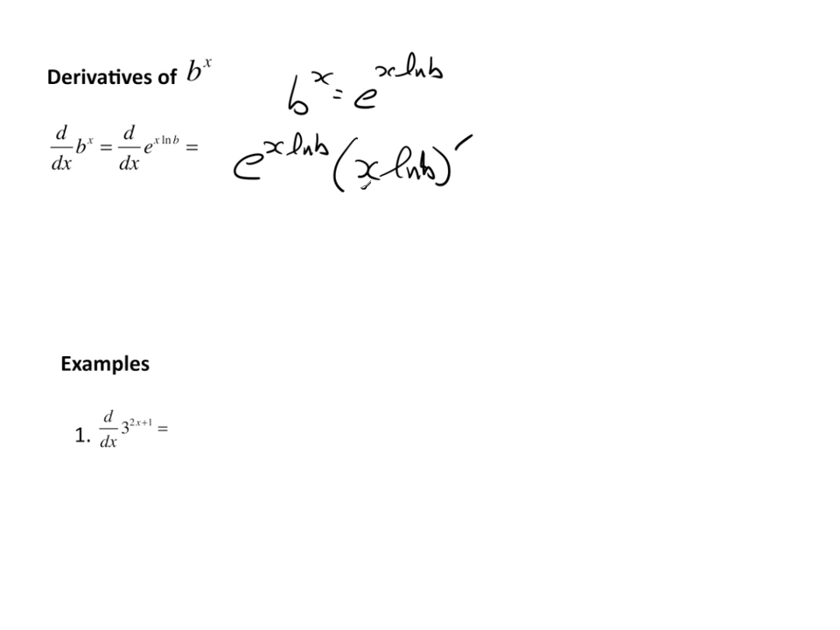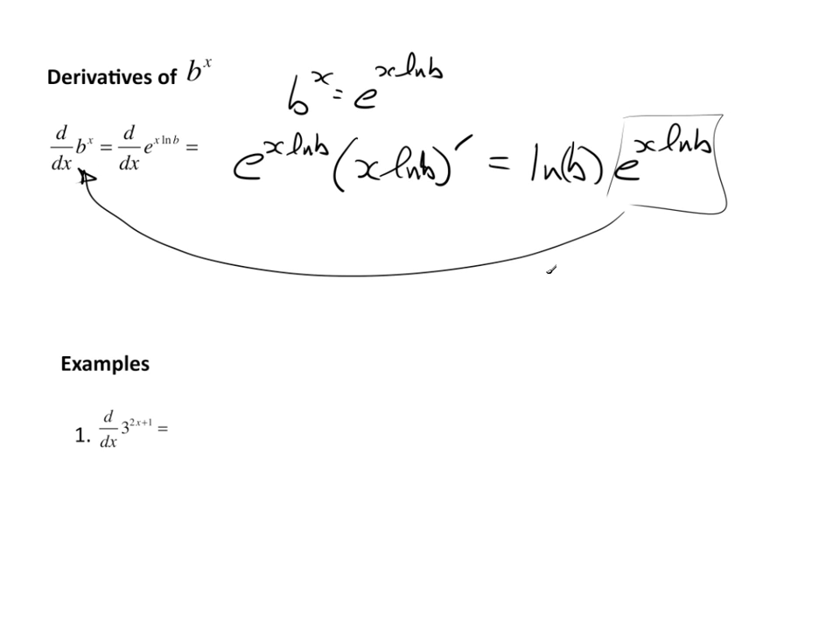But the derivative with respect to x is going to be ln b for this part. So this is just going to be, whoops, got ahead of myself a little bit, ln b times e to the x ln b. But remember, we said this is what b to the x is. So this whole thing is going to be ln b times b to the x. So this is the derivative of b to the x.